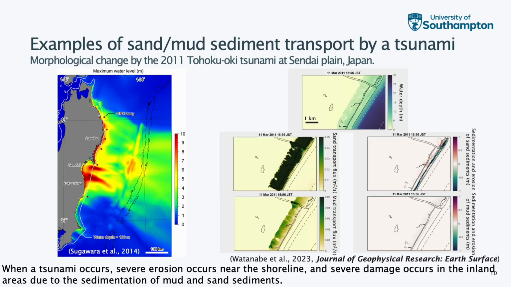These are examples of sand and mud sediment transport by the 2011 Tohoku tsunami at Sendai Plain, Japan. In the case of sand sediment transport, erosion and sedimentation of sand sediments were almost finished only by the first wave. In the case of mud sediment transport, it took 3 or 4 hours to finish the erosion and sedimentation of the mud sediments. So, when you predict mud sediment transport by a tsunami, you need to set a longer simulation time.